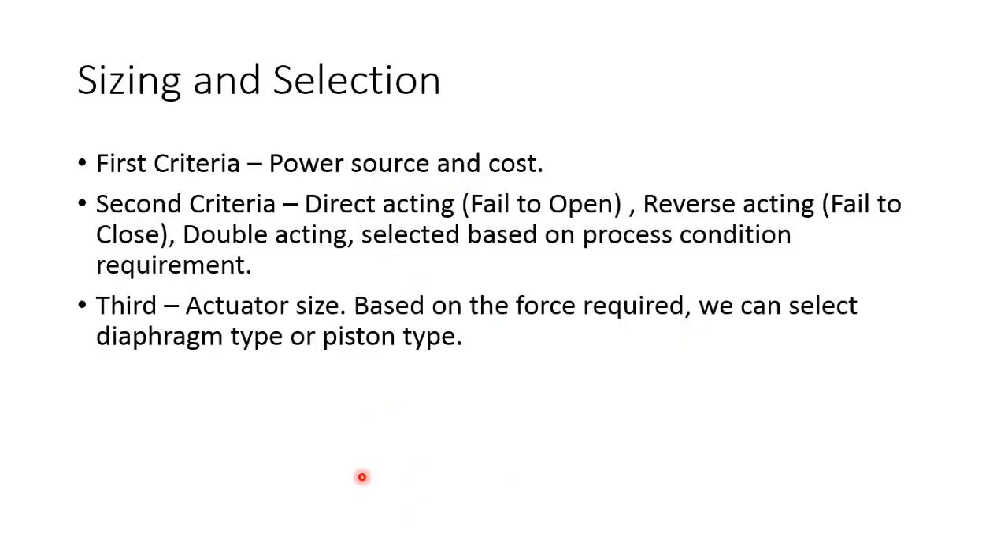Next, selection of the actuator, which depends upon several criteria. The first one is the available power source and the cost. Second is the type of the actuator that you need to be used on the process, based on the process condition. And third, based on the thrust calculated, for small value of thrust we can have a diaphragm type of actuator, or for higher value we will use a piston type of actuator.